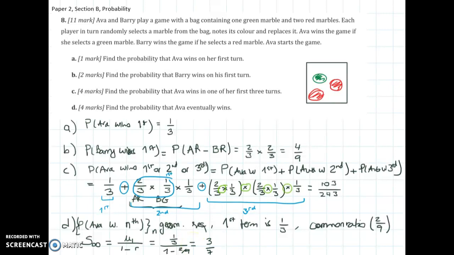I just want to mention something that I didn't say, but was implicit. When we look at the common ratio being 2 over 9, that means that the absolute value of the common ratio is less than 1. And that's why we are able to find the infinite sum of this sequence.